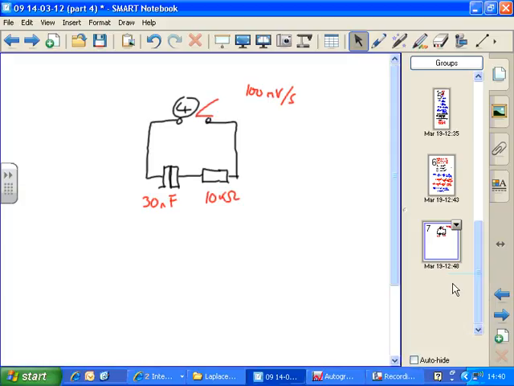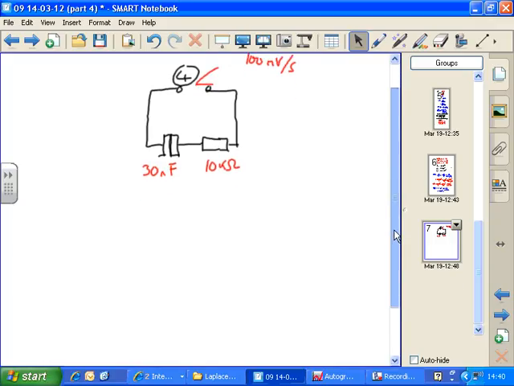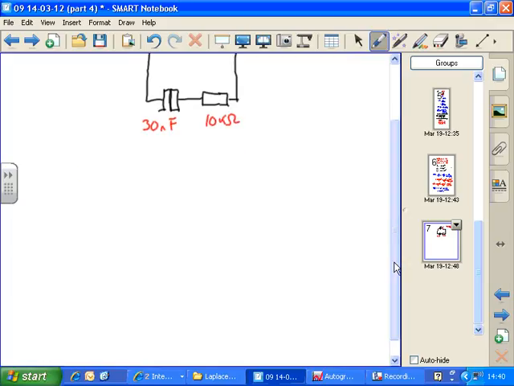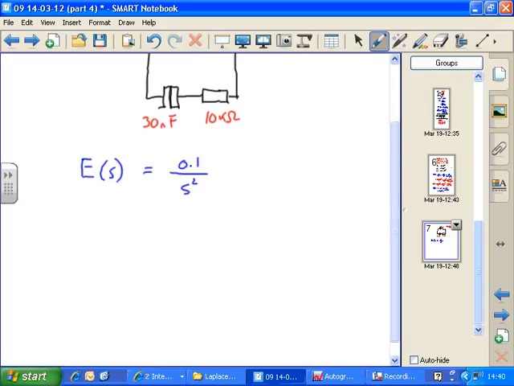Okay, in this problem we're looking at problem number 4, ramp voltage across a capacitor and resistor. So first step, write down what the voltage is in S space. Well, it's 100 millivolts, which is 0.1 volts, so that's 0.1 over S squared, over the impedance, which is 10,000 plus 1 over 30 times 10 to the minus 9 S. So that will give us, not, what am I saying, this is E(S), this is I(S).